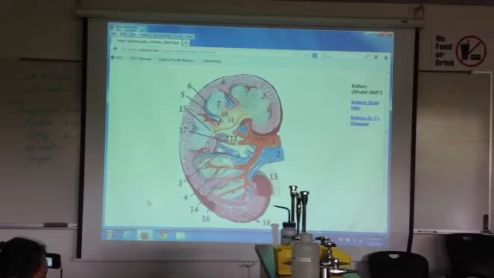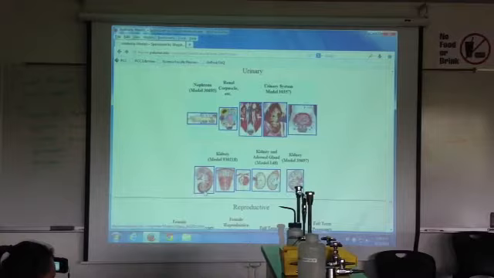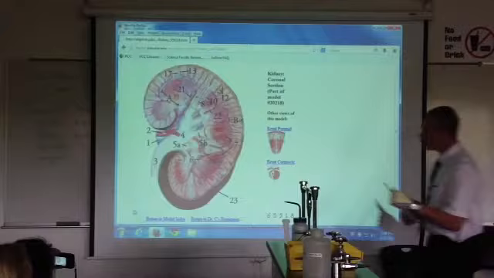Let's go back to the other model, since it was there. This shows the same thing, just not, I think, as clearly. So let's start with number 2. What's number 2? Renal artery. So what would be this first, they don't label it, but what's that?